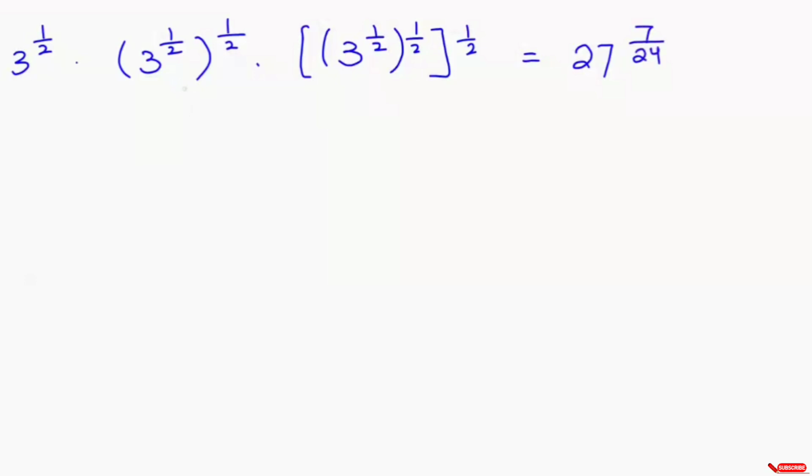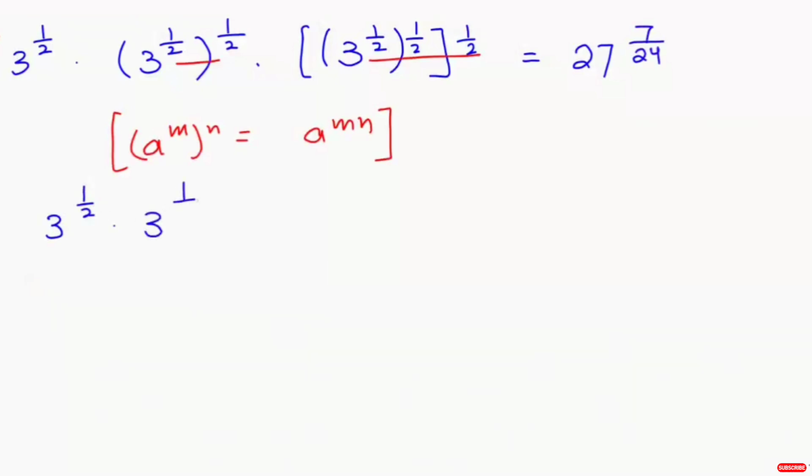Now, according to the exponential rule, that is a to the power of m and whole to the power of n can be written as a to the power of m times n. So here the powers are going to be multiplied. This expression turns to 3 to the power of 1 over 2 times 3 to the power of 1 over 4 times 3 to the power of 1 over 8, which is equal to 27 to the power of 7 over 24.